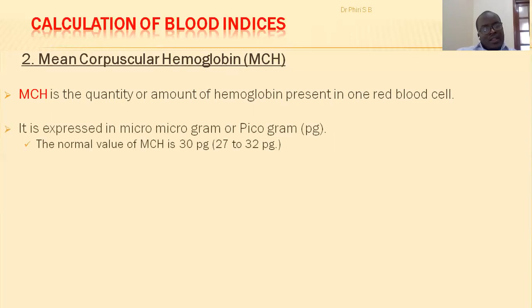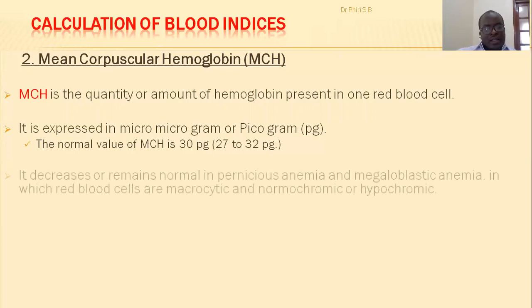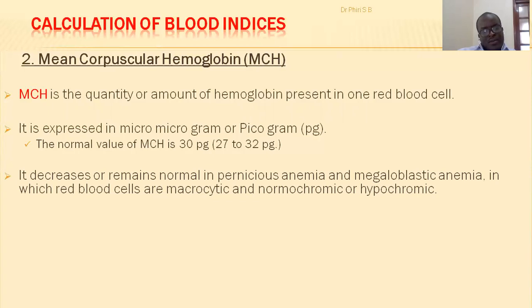In terms of units, they are expressed in micrograms or picograms. A normal person, on average, should have 30 picograms, but the accepted range is between 27 to 32 picograms. So anything outside this range, then you have a decrease in the quantity of hemoglobin in red blood cells, or an increase. So how do you differentiate them? By looking at the color of the red blood cell. So those with a decrease are called hypochromic. Those with an increase, hyperchromic. Those with a normal quantity of hemoglobin are referred to as normochromic. You're talking of the color.